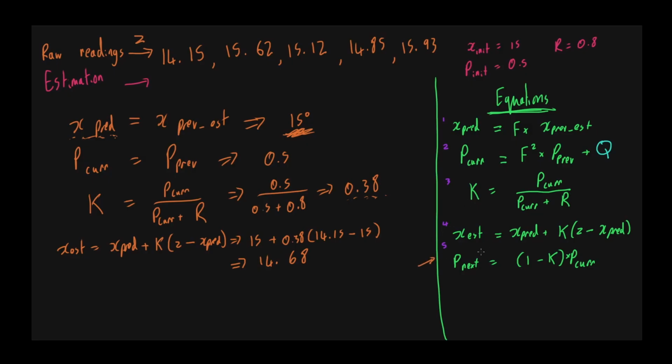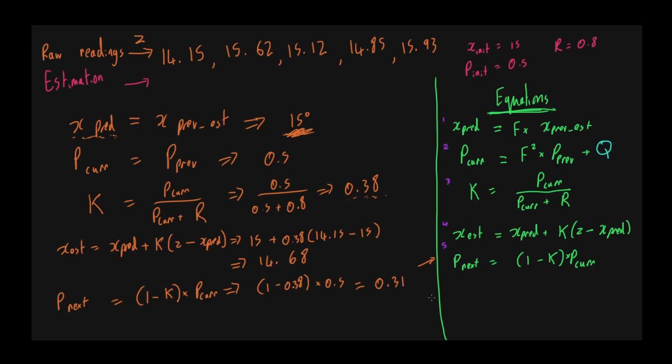Then finally we need to predict our next state error covariance. So how much will we trust the next prediction? So that is P next equals 1 minus K, or the Kalman gain, multiplied by, again, the current state error covariance, which equals 1 minus 0.38. Should make that decimal a bit clearer. Multiplied by 0.5, and that equals 0.31.